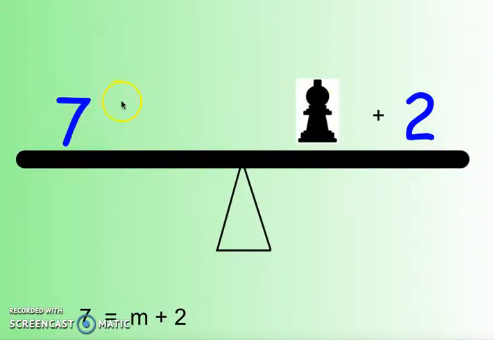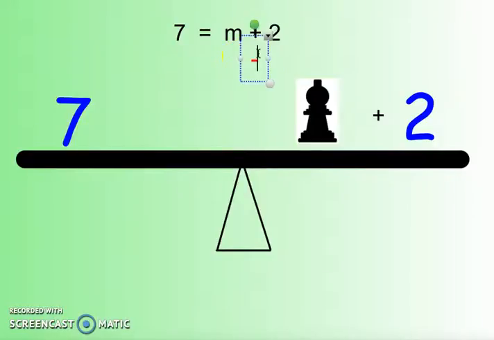7 on this side, and then I have something plus 2. Now in algebra terms, this is what it would look like. 7 is equal, this middle means an equal sign, is equal to some number or variable plus 2. So what is my missing number? Those of you that said 5, you're correct.